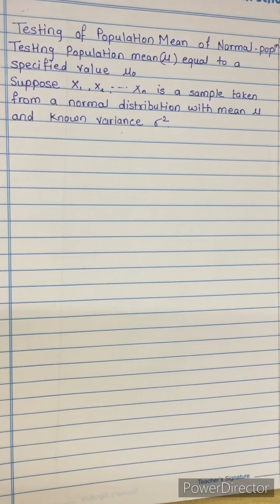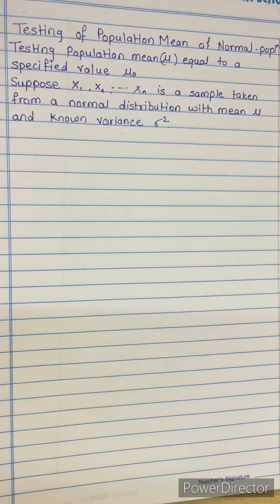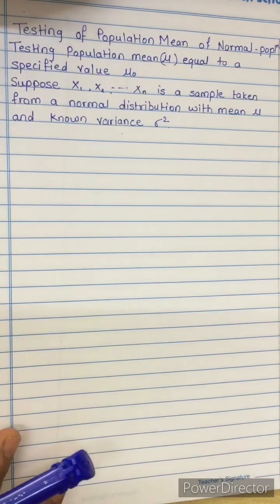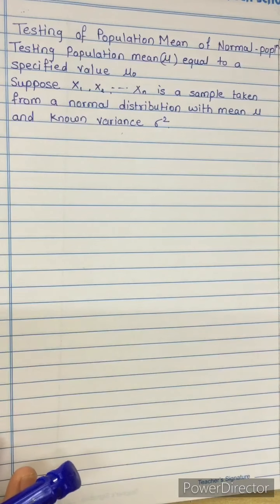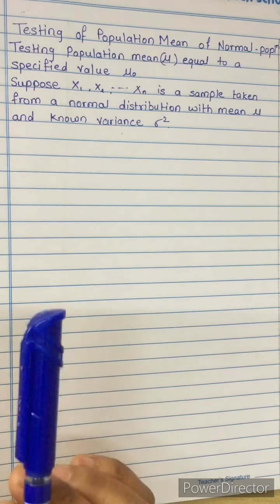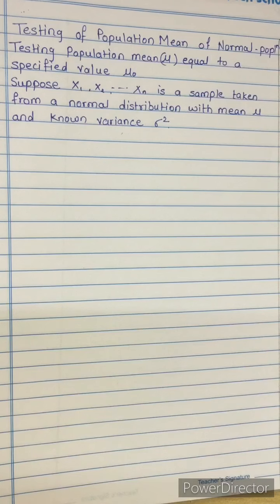So here we are going to see the testing of population mean of normal population. Testing population mean equal to specified value mu naught. When we are given the value of mu, that is mu naught, in this case which test we apply, that we see here.